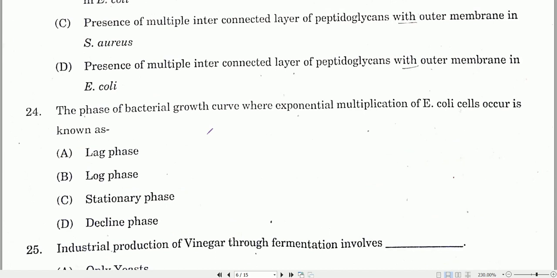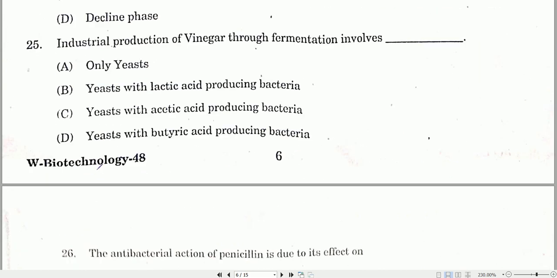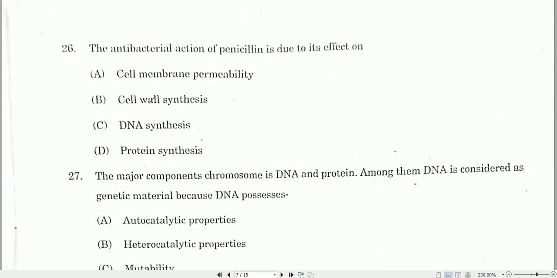Coming to question number 24. The phase of bacterial growth curve where exponential multiplication of E. coli cells occurs is known as the log phase. So option B will be the correct one. Coming to question number 25. The industrial production of vinegar through fermentation involves yeast with acetic acid producing bacteria. So option C will be the correct one. Coming to question number 26. The antibacterial action of penicillin is due to its effect on cell wall synthesis. So option B will be the correct one.